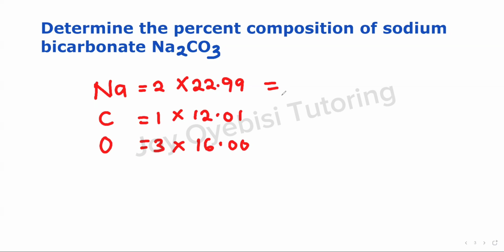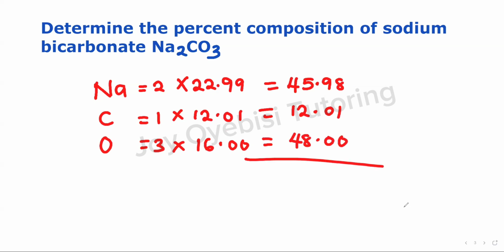For sodium, we have 22.99 times 2. That gives us 45.98. This will give us exactly the same thing, while this will give us 48. The total mass or the molar mass will be to add them all up. And this is 105.99 as the total mass. So the percent composition is the mass of the element divided by the total mass.